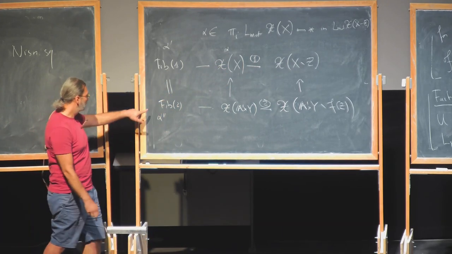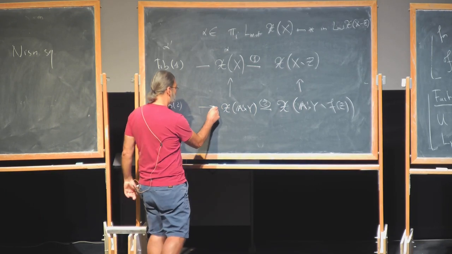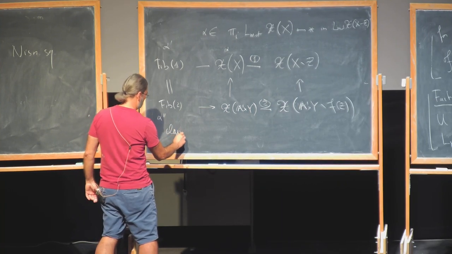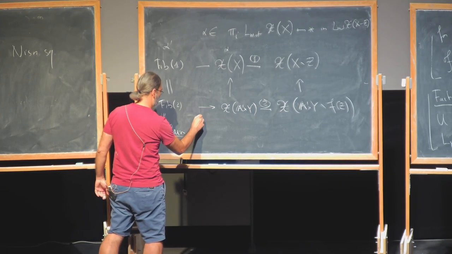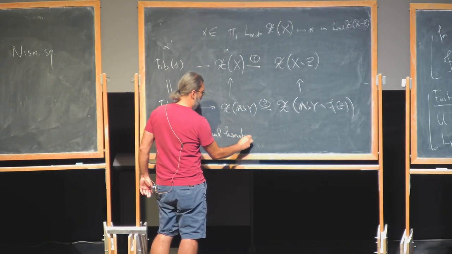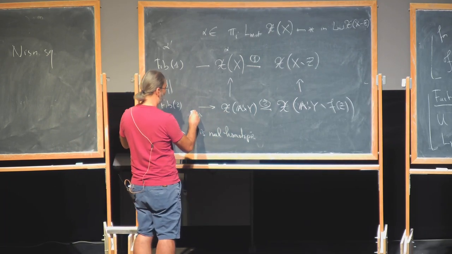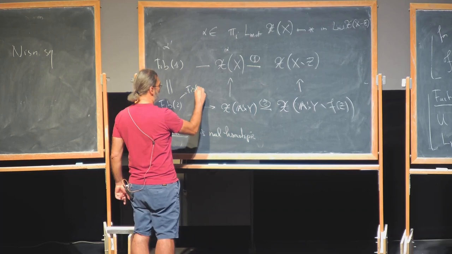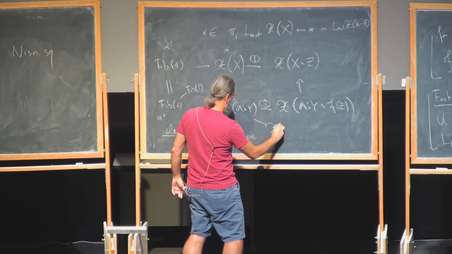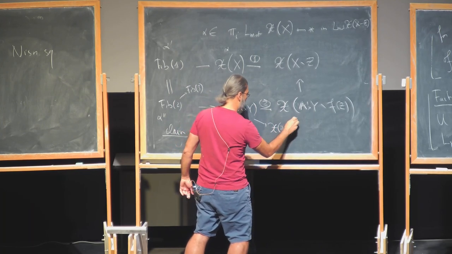Now it's enough to show that this composition is null homotopic. So the claim is that this is null homotopic. And the reason is that you can factor this map through the fiber of a third map. And what is the third map? It is the map that goes to Y. Just a second, I'll explain.